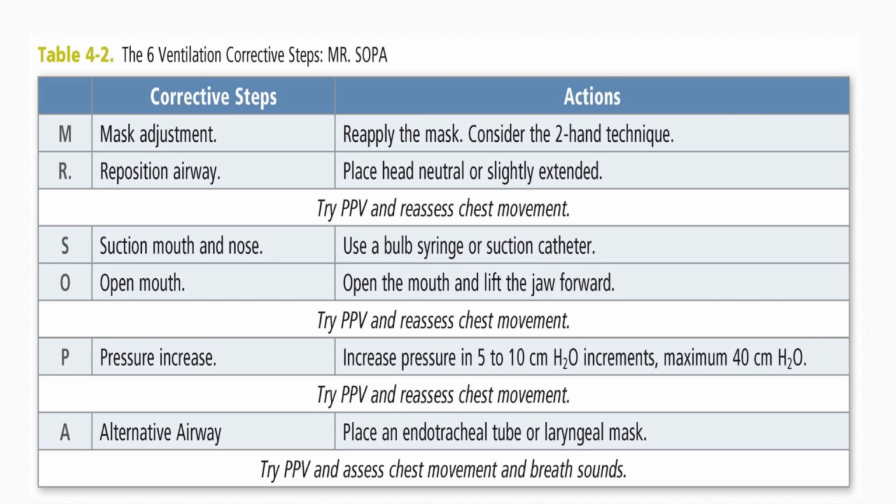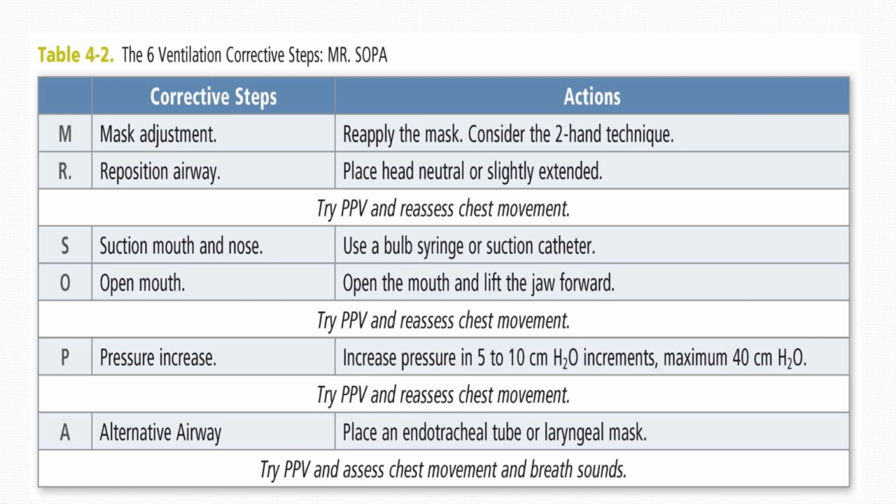And these are the 6 ventilation corrective steps if the baby fails to take a breath, if he still remains apneic, gasping, and heart rate below 100, in spite of effective ventilation by ambu bag and mask, we might need to do corrective steps of ventilation called MR. SOPA. They represent M, mask adjustment, R, repositioning of the airways, and you have to try PPV and assess chest movement.